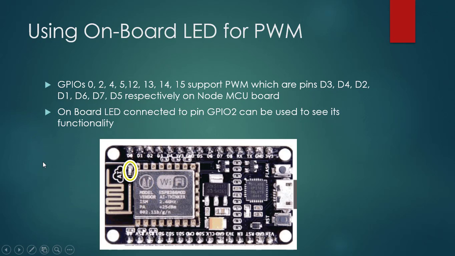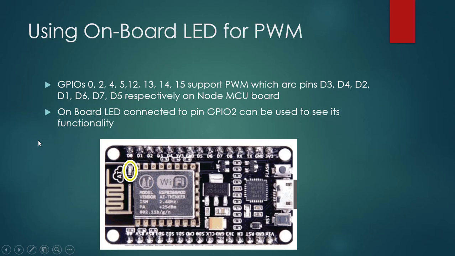The pins supporting pulse width modulation on the NodeMCU board are GPIOs 0, 2, 4, 5, 12, 13, 14, 15. These all support pulse width modulation. These are the actual GPIO numbers. If you look at the pin numbers on the NodeMCU board, they will be D3, D4, D2, D1, D6, D7, D5. You can observe here.